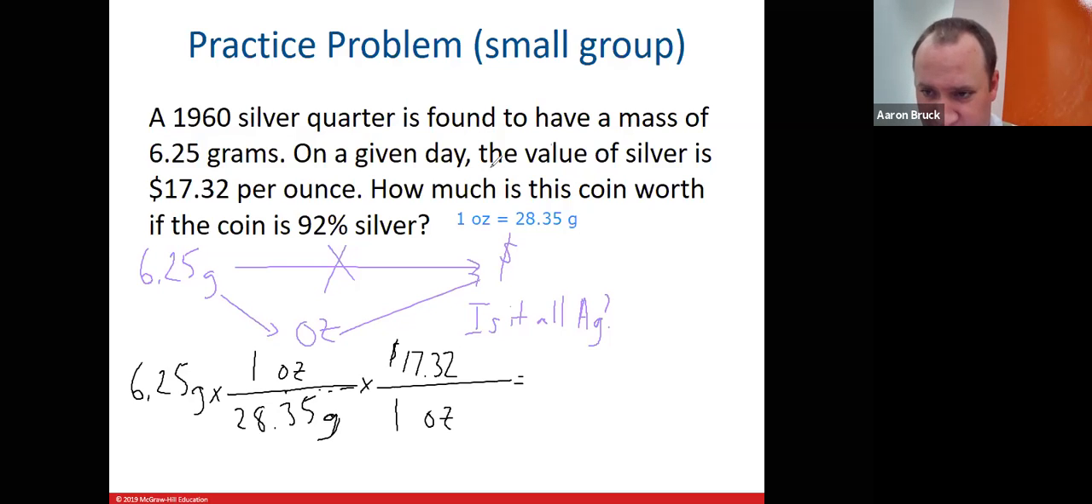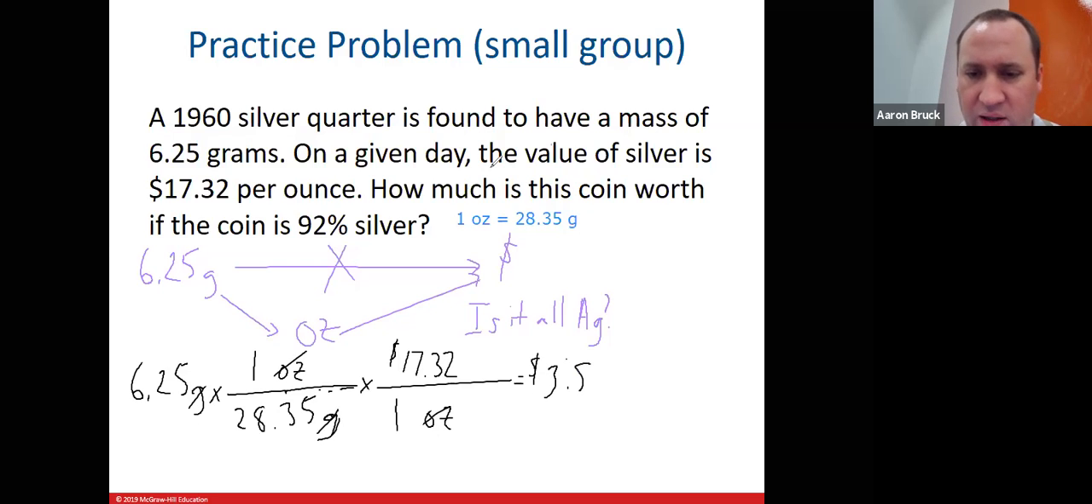We do have the first correct answer thrown up in the chat, David. It is $3.52. Now, if you did the calculation to this point, and you did your gram conversion into ounces, your ounce conversion into dollars, what you would have ended up with is $3.82.